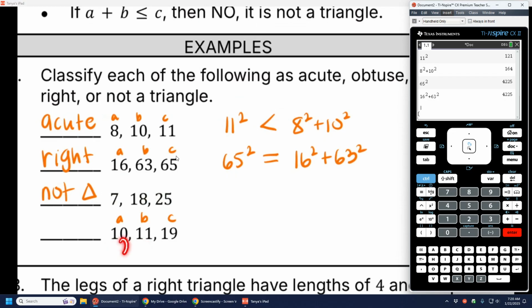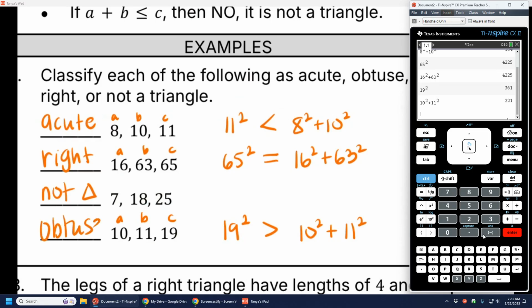So the third one, since there's only one left, it's probably obtuse, but let's still check it out anyway. 10 plus 11 is 21, and 21 is for sure greater than 19. So now we're going to check to see what kind of triangle it makes. 19 squared, but we're comparing that to 10 squared plus 11 squared. Okay, 19 squared gives me 361. 10 squared plus 11 squared gives me 221. So 19 squared is bigger. So that's a greater than symbol, which means that this is obtuse.